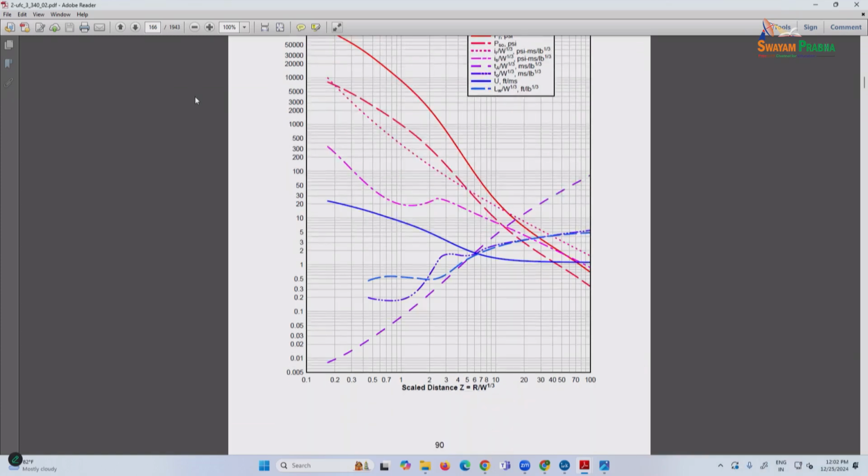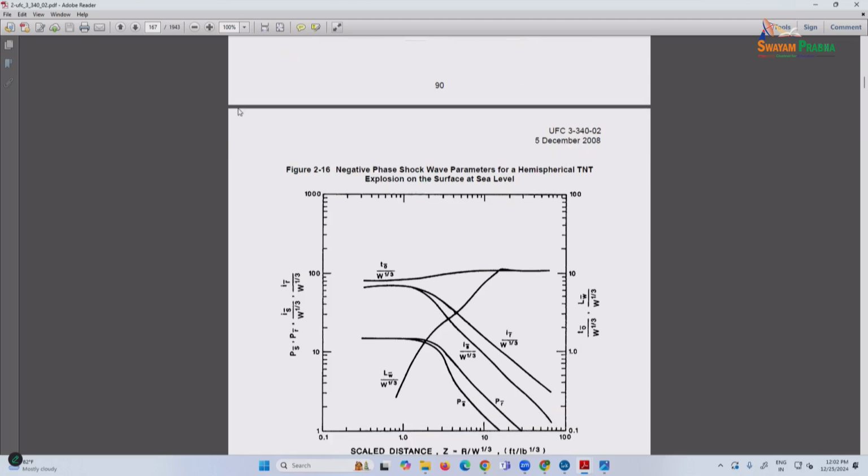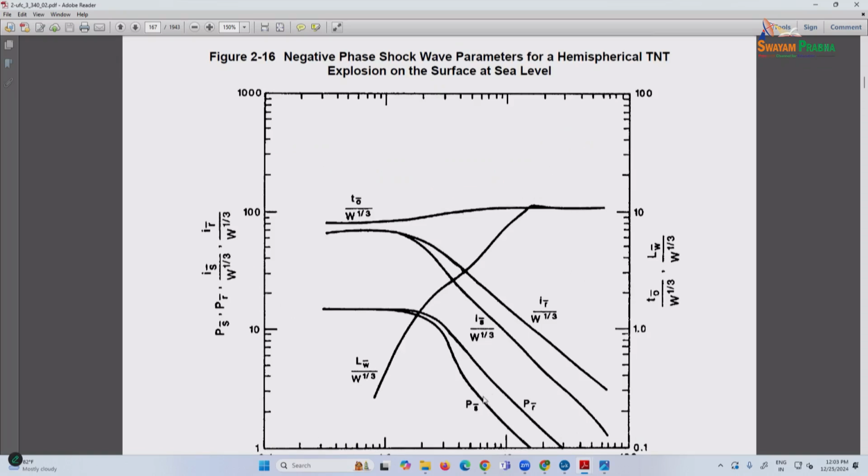So if you go to figure 2-16, here you use the negative shockwave parameters. Scale is 10.13 somewhere here. And from this, this seems to be the PR negative value, and that value comes to somewhere around 1, 2, 3, around that, right?